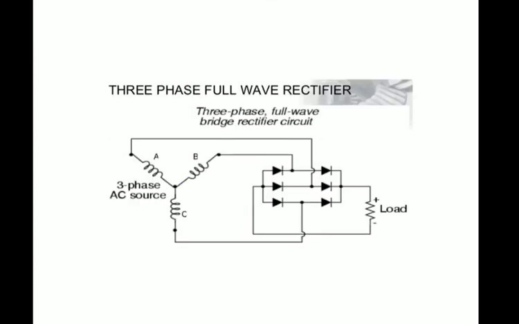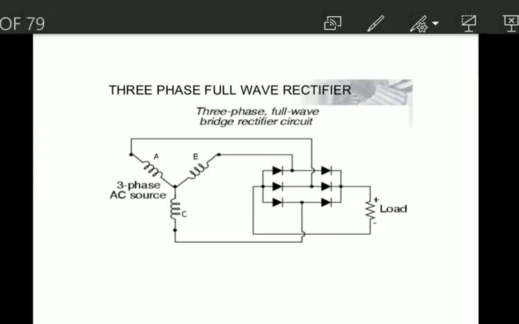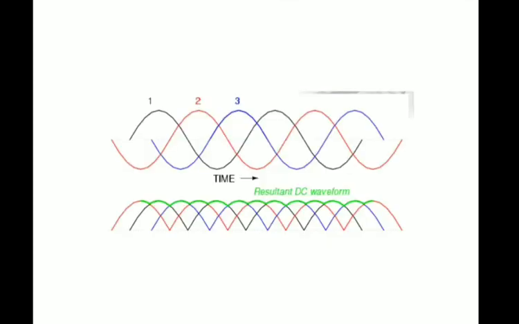So this is the 3-phase full wave rectifier. Then again it is shown the 3-phase input is given to the 6 diodes and the output is DC, and it is shown in the next diagram. So this is the AC input 1, 2, 3 with time base, and the output is shown in light green color as rectified DC.